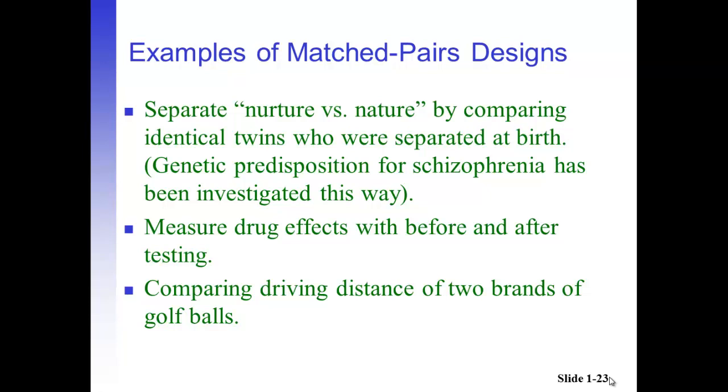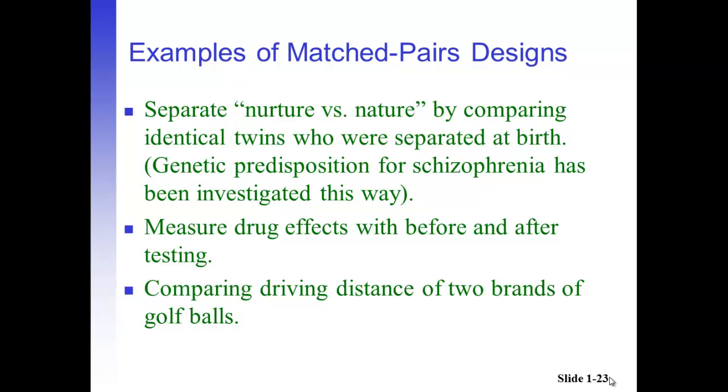For instance, identical twins who were separated at birth make ideal subjects for this kind of study. A genetic predisposition for schizophrenia has been investigated in this way. It has been shown that among twins who are identical, if one develops schizophrenia, it is more likely that the other will as well. We can also measure the effects of certain kinds of drugs in this way.